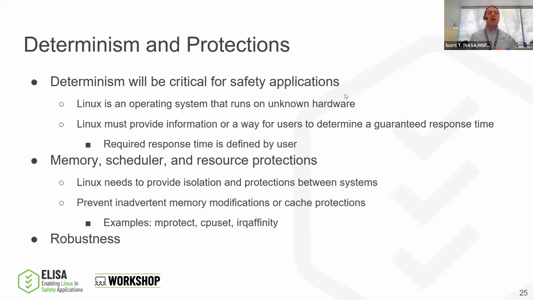You're also going to need to do things like prevent inadvertent memory modifications or add cache protection, because by default, they may or may not do it. I pulled a couple of packages that I have used. There's mprotect; you can use that command. There's cpuset, which makes your system more deterministic, or locks a process to a core so you know you're not getting those cache hits. Maybe it's IRQ affinity, so you're making sure that your processor isn't having to service an interrupt request.